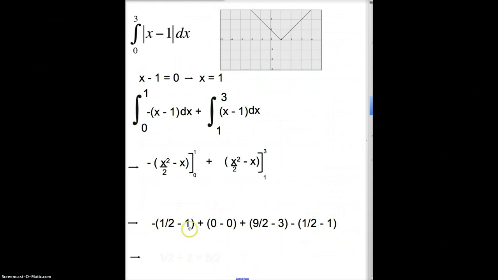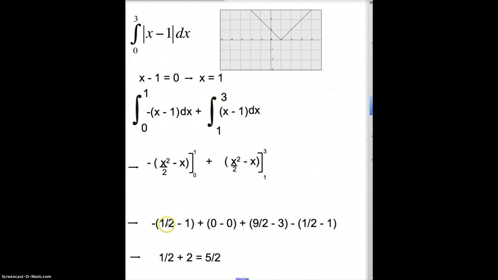So calculating each of these, 1/2 minus 1 is negative 1/2, but there's a negative out in front, so it's going to be positive 1/2. And that's 0. 9 halves minus 3, that would be 6 halves, so 9 halves minus 6 halves is 3 halves. Minus 1/2 minus 1. 1/2 minus 1 is negative 1/2, so we're adding 1/2. So we have 3 halves plus 1/2, that's 4 halves, which is 2.